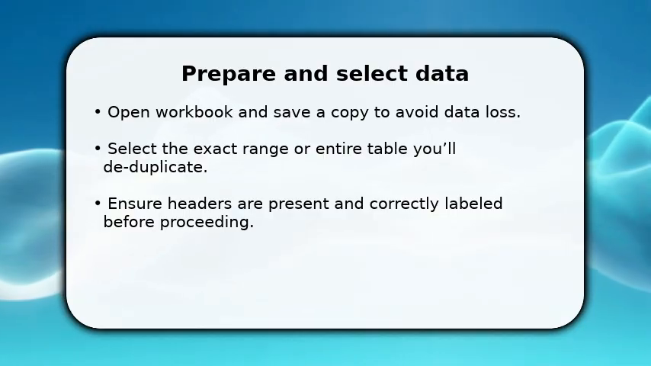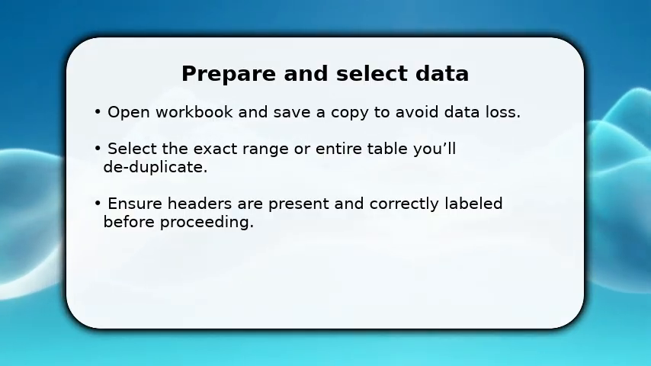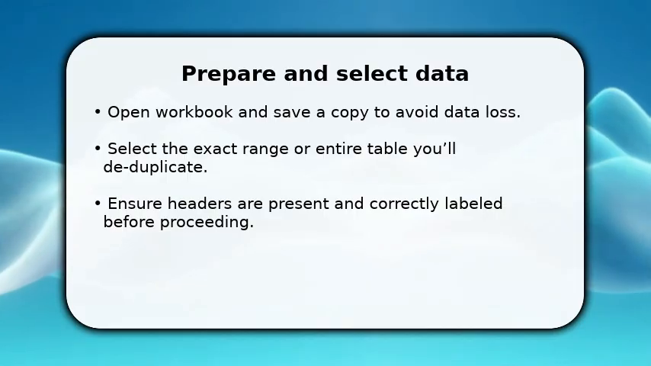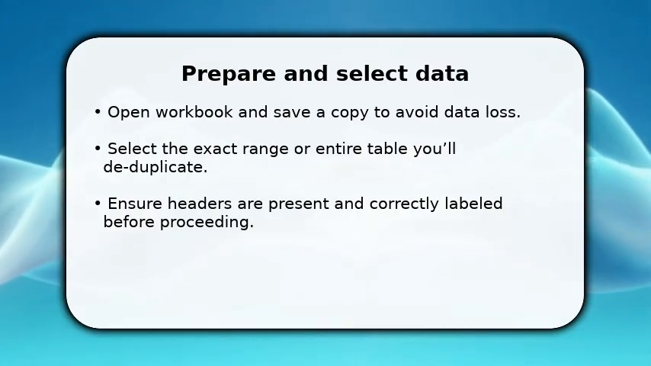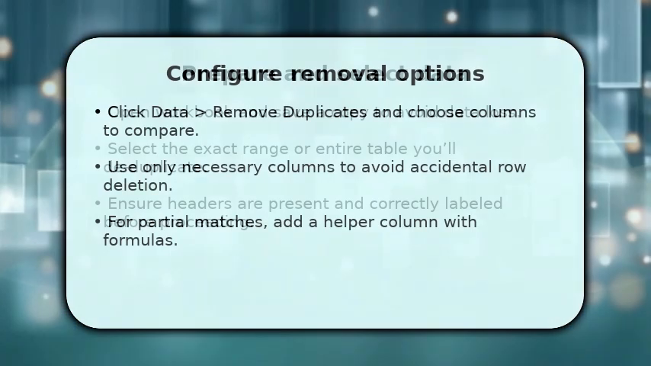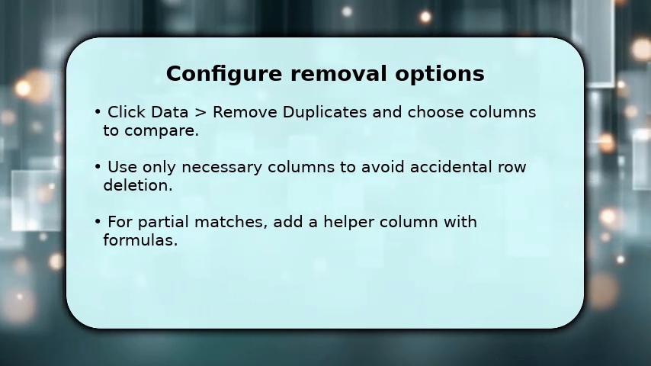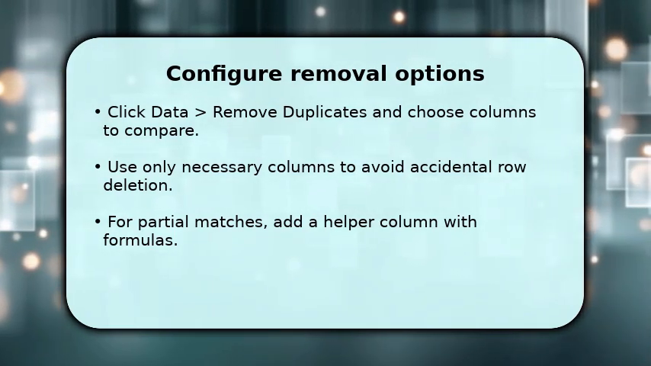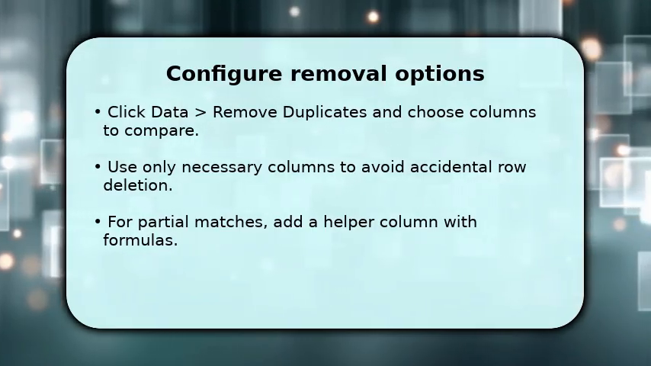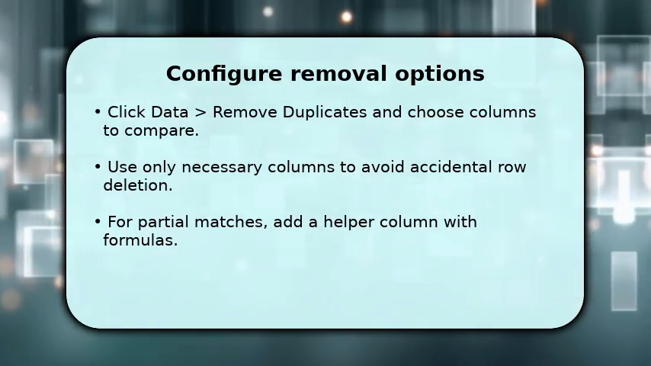Now move to the Data tab to access the Remove Duplicates tool. This is the first actionable step to eliminate repeated rows quickly and safely. Click Data, then Remove Duplicates and focus on which columns define a duplicate. Only select those necessary so you don't drop unique records accidentally.